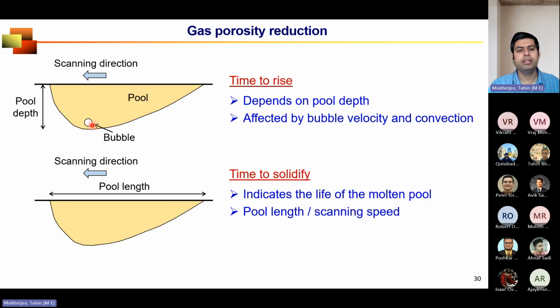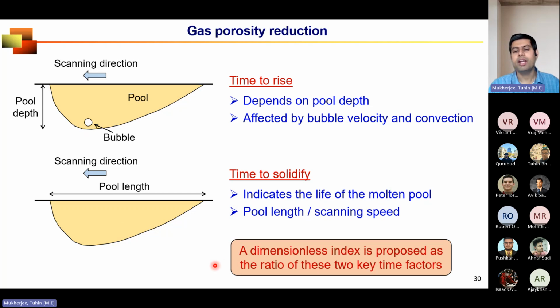So time to rise, the time it takes to come out of the molten pool, versus time to solidify, the time the molten pool takes to solidify. So what we proposed is a dimensionless number that is simply a ratio of these two times. If time to solidify is larger than time to rise, you are safe.